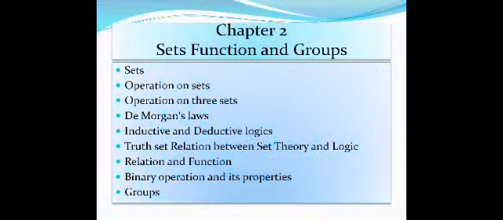Next is chapter 2. It consists of 3 main categories: sets, functions and groups. In sets we treat Venn diagrams, operations on a set, operations on 3 sets, De Morgan's law. Next, inductive and deductive logics, truth tables you studied in computer science, relations and functions, binary operations and their properties, and groups.